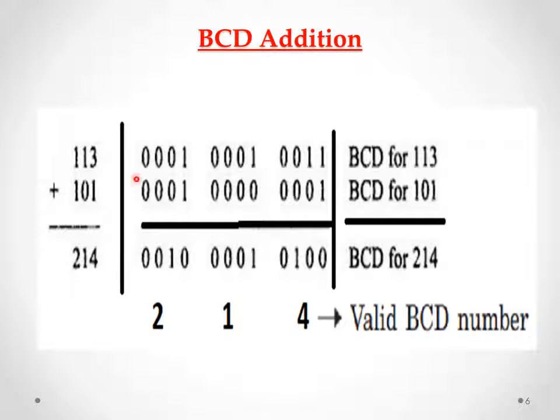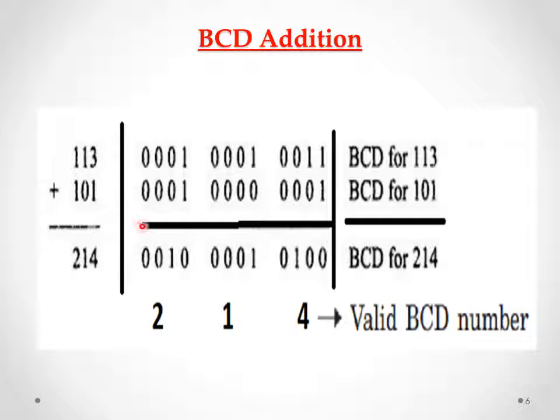The decimal numbers are 113 and 101. The answer is 214. So now let's see how we can perform this in BCD. First we convert the decimal numbers into the equivalent 4-bit form. So 1 is 0001 and 3 is 0011. Then 101 is 0001, 0000 and 0001.